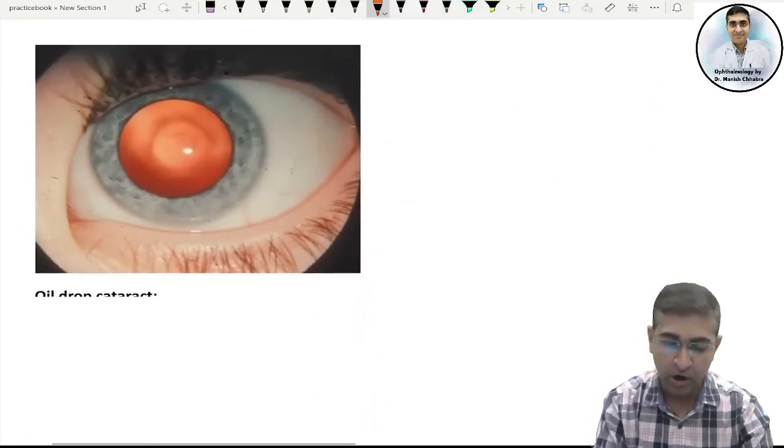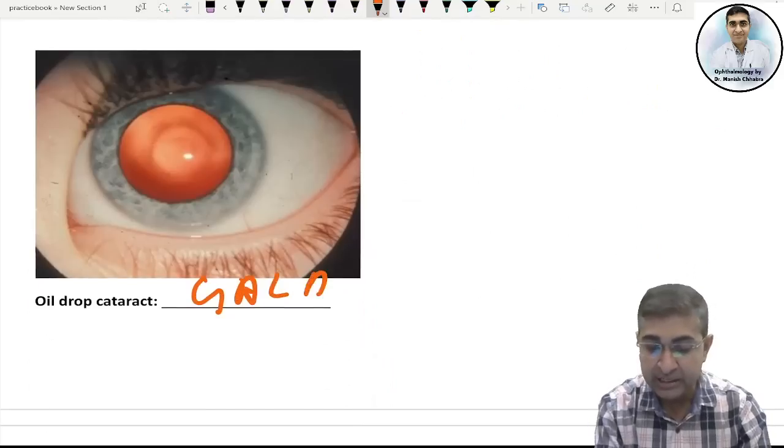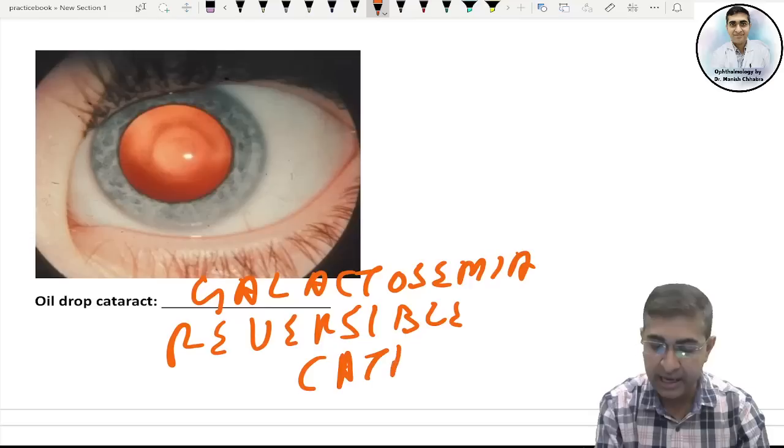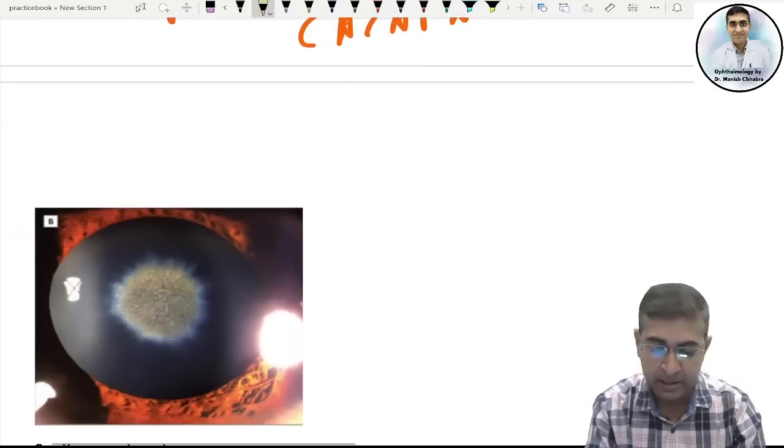Okay, done. All right. So this is oil drop cataract. Oil drop cataract is seen in which condition? It is seen in galactosemia and it is the only reversible cataract. Which is the reversible cataract? It is galactosemia. It is the only reversible cataract.